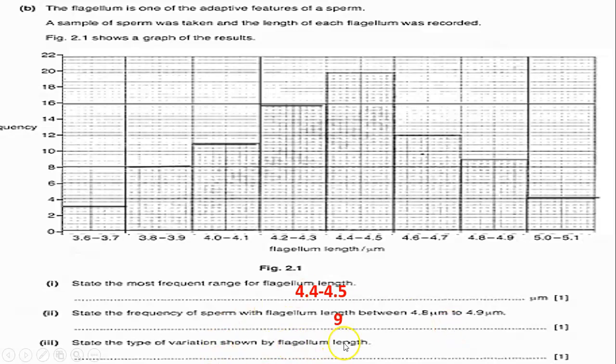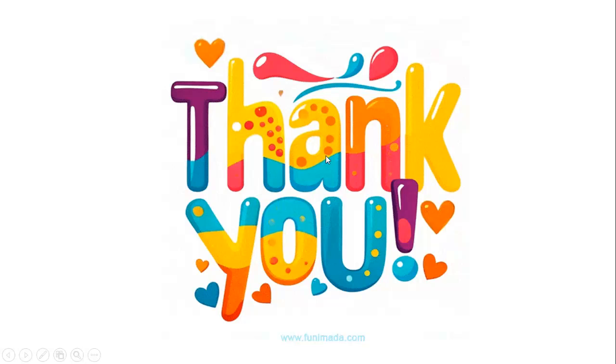State the type of variation shown by the flagellum length. So, since you see a range between two extremes and the bars are close together, this is a continuous variation. Thank you, and I hope this video helps you study.